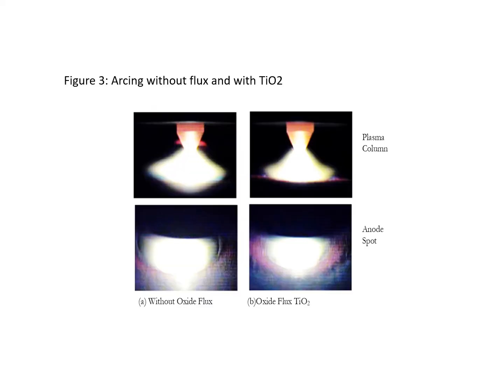The figure illustrates the central part of the welding arc, a glowing zone that occupies almost the entire length of the welding arc, without flux and with TiO2 composition. This zone is commonly considered the plasma column, which forms when the shielding gas is heated to ionize into electrons and positively charged ions.